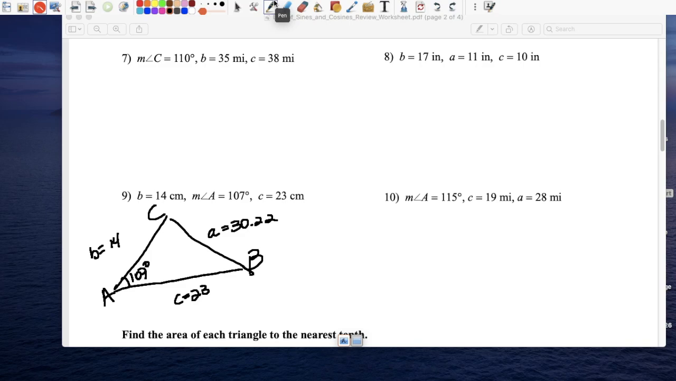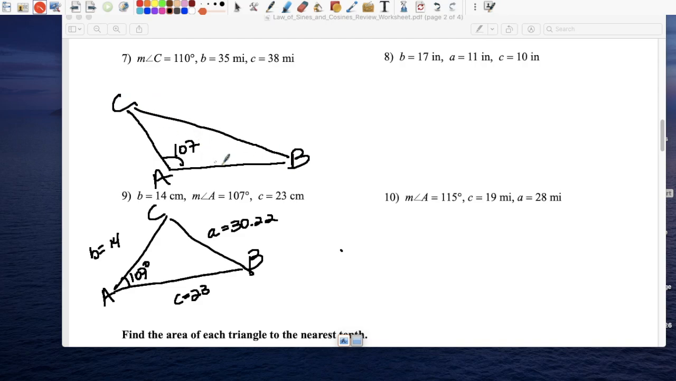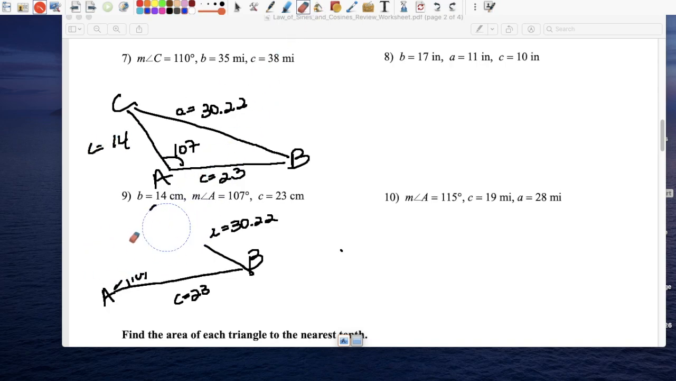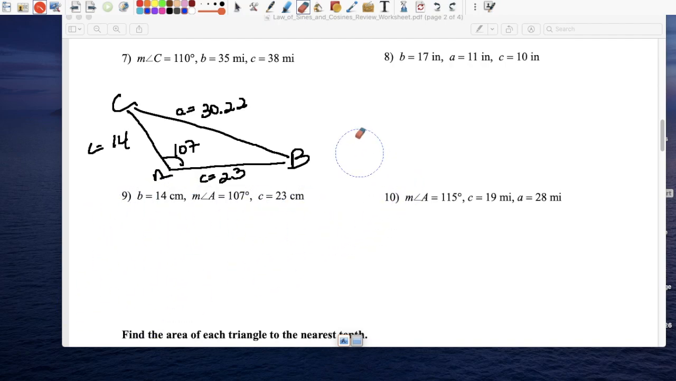Now we can use law of sines to solve this. Actually, sorry, this triangle is not drawn correctly. It should have been drawn like this. Let me redraw that triangle because that's angle 107. Right? So there we go. A little better. 107. This is angle A, this is angle B, angle C. We know that this is 23. We know that this is 14, and we now know that this is 30.22. Okay, erase this. Now you can use law of sines, right?